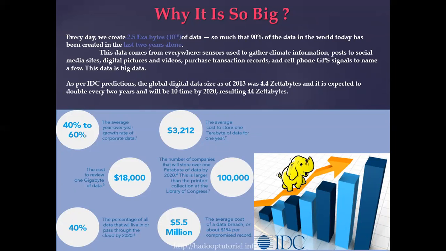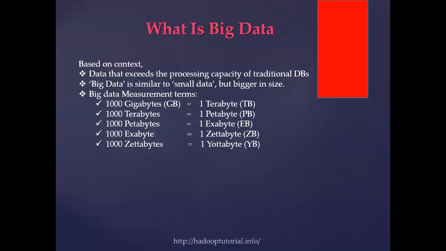Okay, so as per IDC's predictions, the total global digital data as of 2013 was 4.4 zettabytes. So as I said, 1 zettabyte is equal to 10 to the power of 21 bytes.